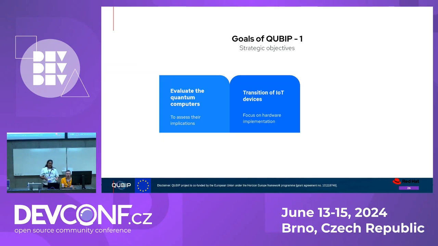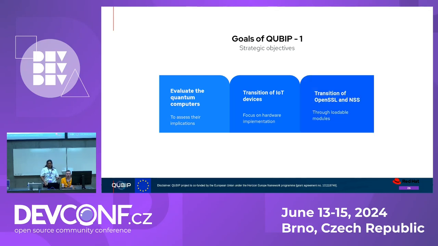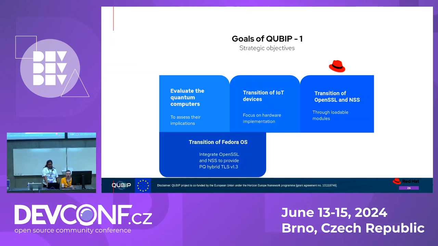Secondly, we'll talk about the information IoT devices. How would they transition? Would there be different hardware requirements for these use cases? And the third objective is how is the software being changed? What would OpenSSL and NSS need? Here comes the concept of a loadable module. This is a new introduction that we'll speak about in the subsequent slides. And Red Hat is contributing to this part and cooperating with other partners.